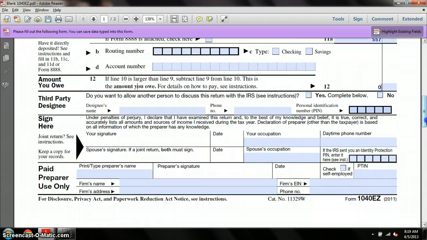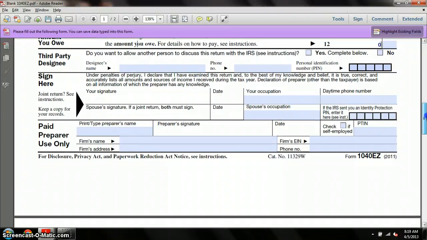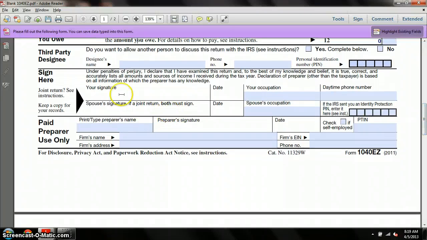Okay. Third-party designee, do you want to allow another person to discuss this return with the IRS? So you can choose to have somebody that would be eligible to talk to the IRS about this document. Okay. Then we go about signing it here. You're going to sign it here, date it here. For the purposes of this class, you're going to list student as your occupation, and you can put your phone number down. If you just want to put a random number down like that for right now, that's fine.